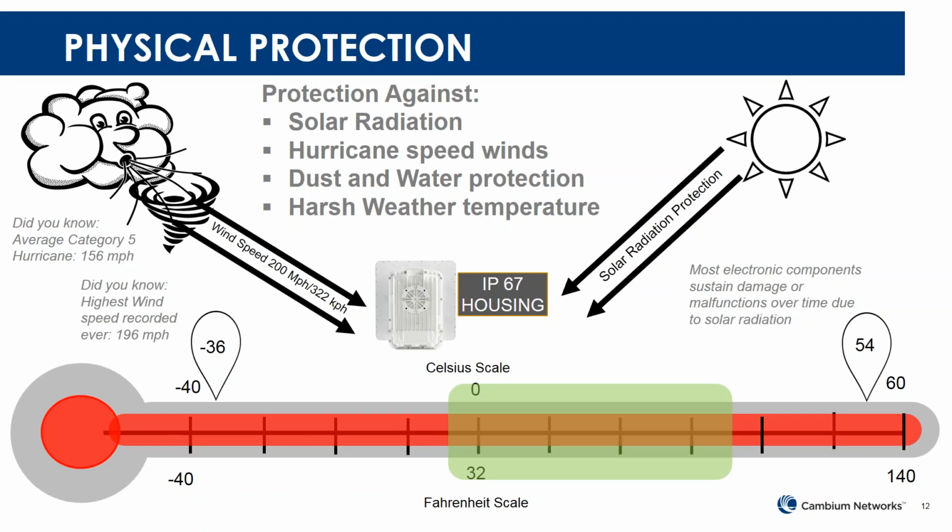The PTP 550 has an IP66-67 housing. Basically, what it means is it has protection against solar radiation, hurricane speed winds, dust and water, and harsh weather conditions. The temperature chart below shows a range from -60 all the way to 140 that the radio can support, and the green slab indicates the general temperature of most places on Earth. So the majority of the weather conditions is going to be within the green belt, but the radio supports all the red marks indicated below.